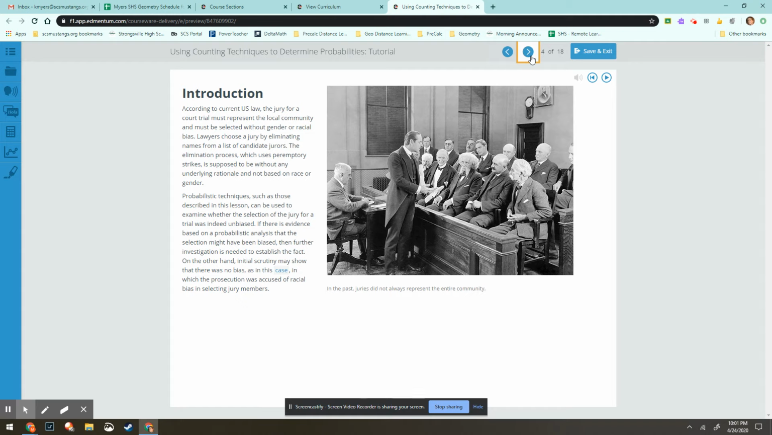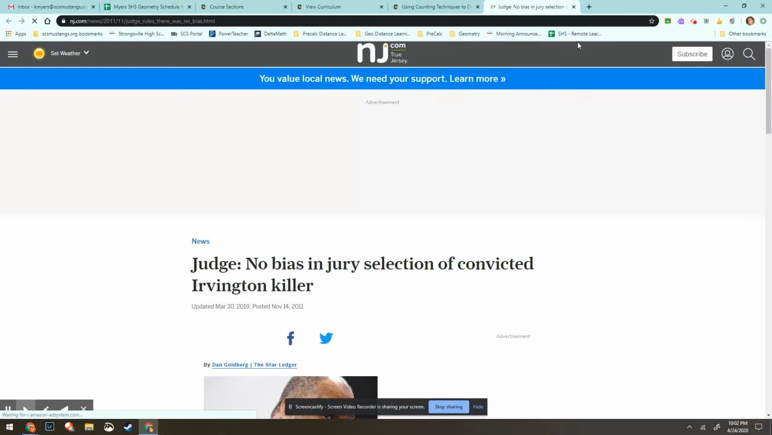Here's the introduction. This just describes one instance where we actually use probability in the real world, which is in jury selection. Ideally, according to law, you should have a jury free from bias. And so they look at probabilities to try to figure out if juries are biased or not. This link here takes you to a story about a case which you are welcome to read on your own.